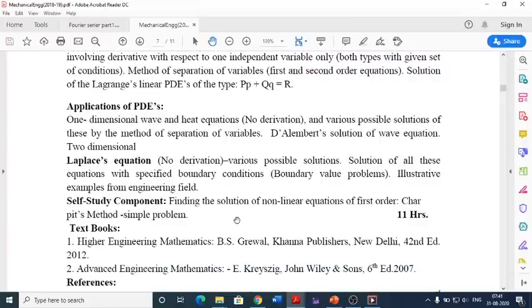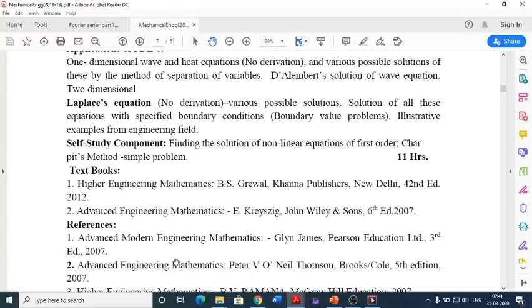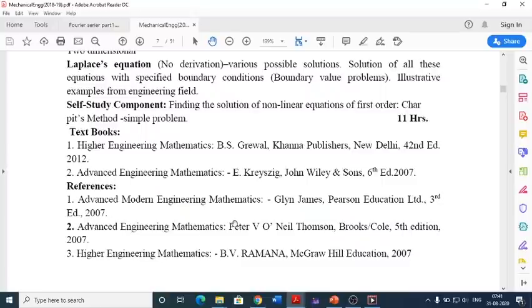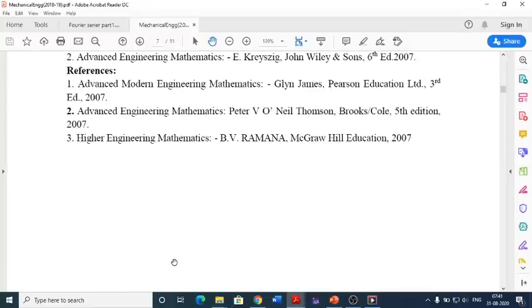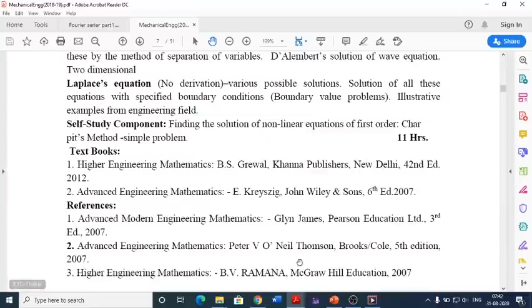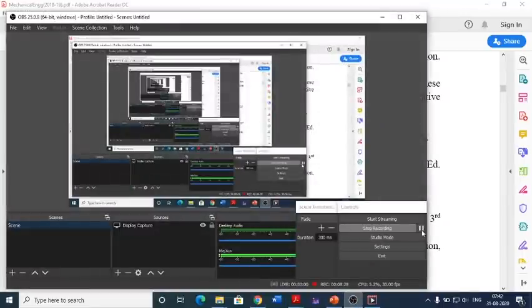So the textbooks are Higher Engineering Mathematics by B.S. Grewal, Advanced Engineering Mathematics by Kreyszig, and these are additional books for your reference: Glyn James, Advanced Modern Engineering Mathematics, Peter O'Neil, Advanced Engineering Mathematics, and B.V. Ramana, Higher Engineering Mathematics. So these are the textbooks that you can refer to study these concepts, whatever I mentioned in the previous page. Now let us start with our actual discussion.